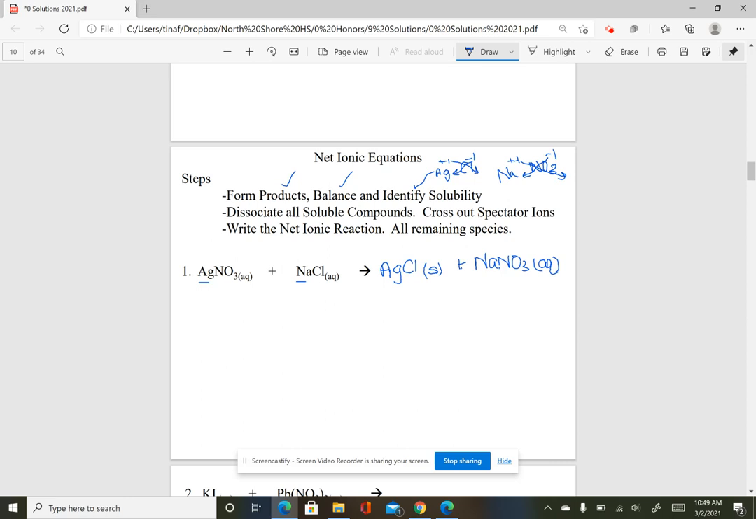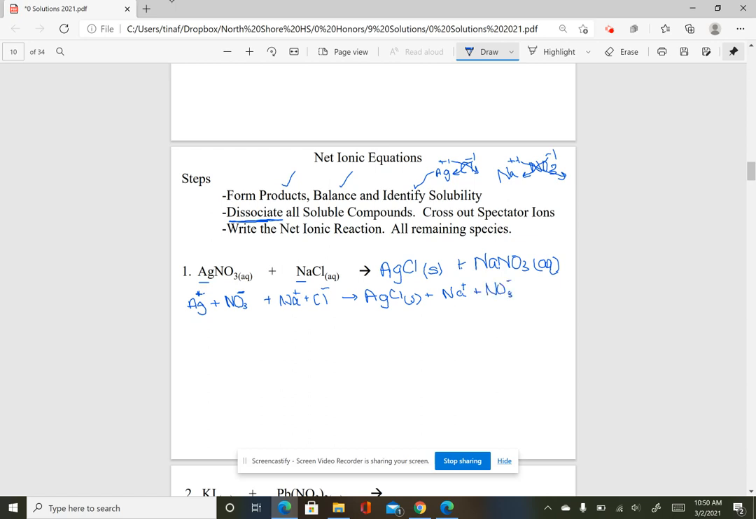All right, now everything that's soluble, guys, is going to break up into ions. So dissociate means that wherever we see aqueous, we want to break this up into its ions. So guys, here are your oxidation states and your polyatomic ion charges coming back. That's aqueous, I broke it apart. NaCl is aqueous, I broke it apart. On the other side, AgCl is not aqueous, can't break it apart. NaNO3 is aqueous, breaking it apart.